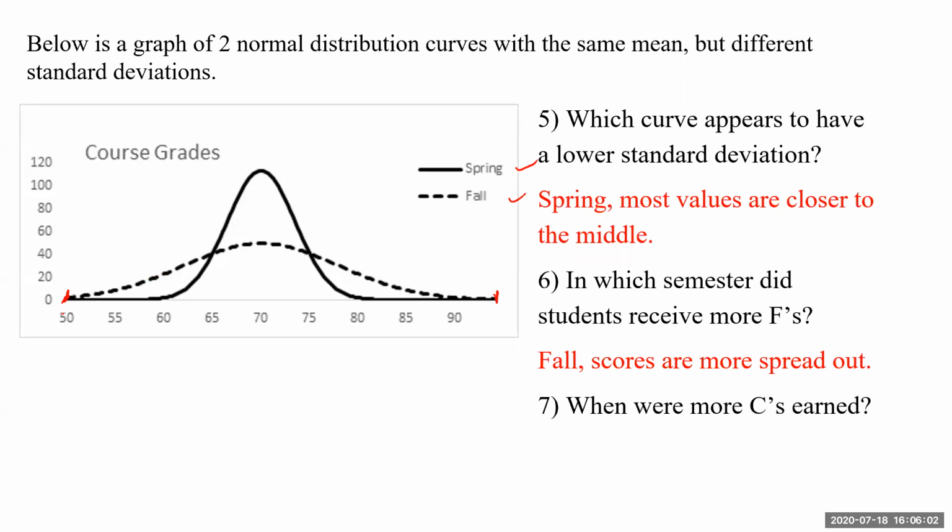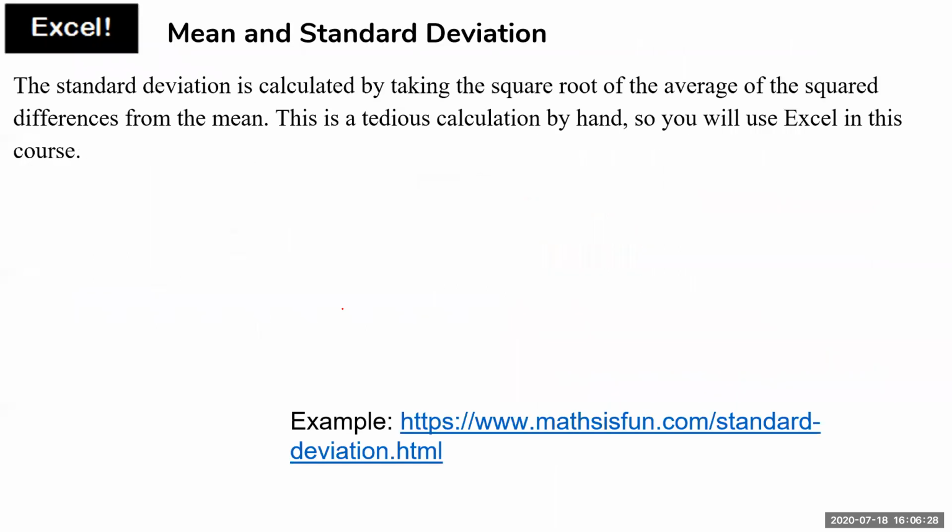Now, when were more C's earned? More C's. You had a lot of C's. When was that? When were more C's earned? And did you say spring? Right. So it had a huge number of people within that. Okay. Sweet. So that will give us a peak.